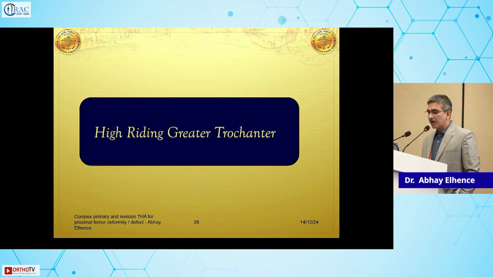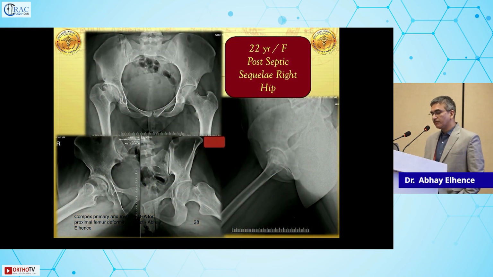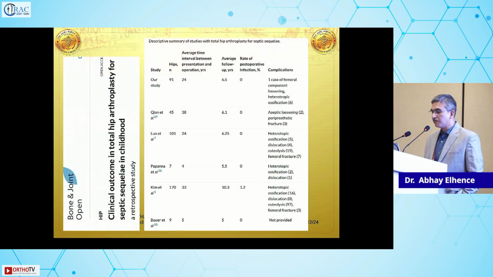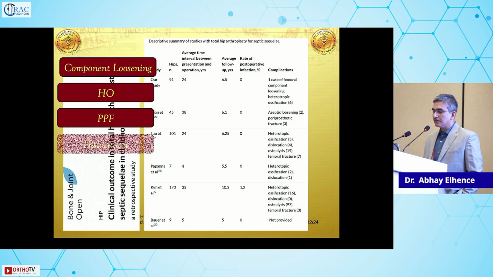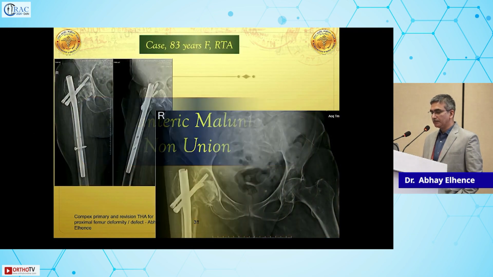You have high riding trochanters because of either deformities or defects. Solutions have to be tailored to individual problems. Again, the most important thing is to put the hip back. Very often you will be able to get out with a metaphyseal fixing stem. Sometimes you will have to give certain specific solutions to these proximal femurs.